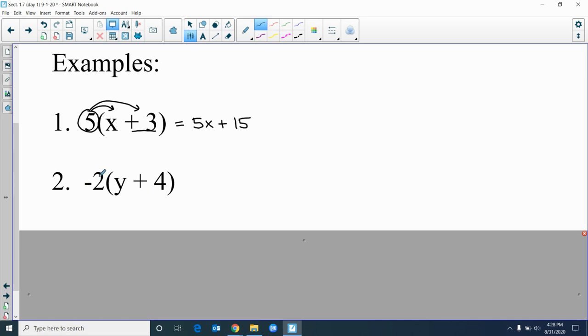Okay, negative 2 is on the outside. Negative 2 is going to distribute to the y. That is negative 2y. That's all you can do is write it that way. Always put a constant in front of the variable. Never write anything like x3. Okay, that you would write as 3x. Never write anything like y2. Write that as 2y. And now take negative 2 times 4. It's going to be minus 8. And then that's it.